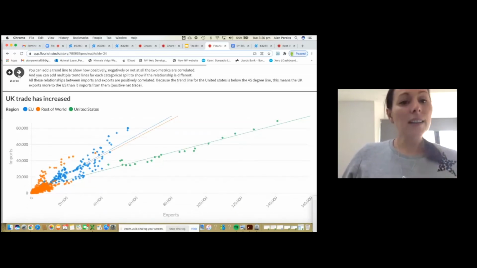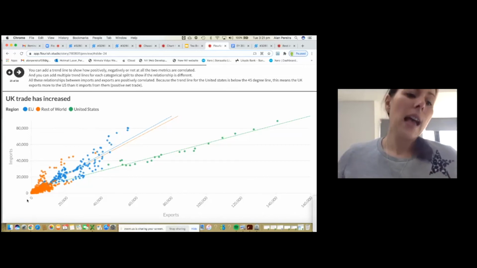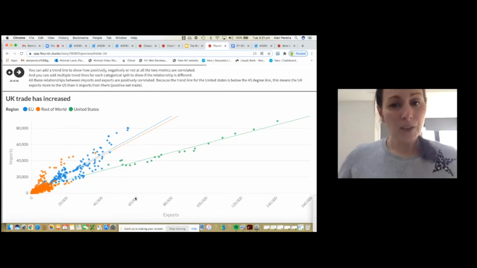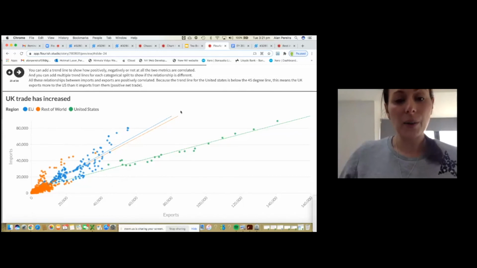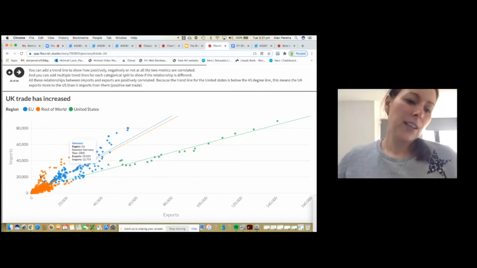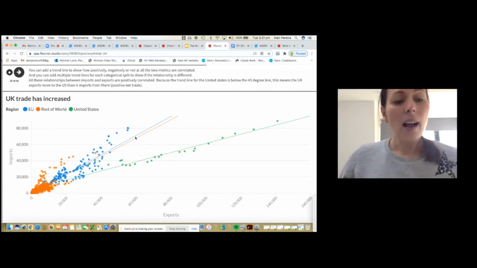We can add trend lines, which help show how related they are. So all these three groups are positively related. As imports go up, exports tend to go up, or vice versa. So they're positively correlated because the line is going upwards. But you can add trend lines for each category to see how that relationship is different when it's broken down into these different categories. And here you can see that the relationship is slightly different for the United States.